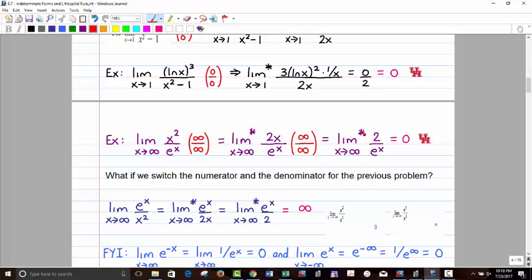One more derivative, L'Hopital's rule: 2x will become 2. e to the x is still e to the x. Now you can conclusively say 0 is the answer, because we have a number over infinity. Now we get 0 for sure. All right.